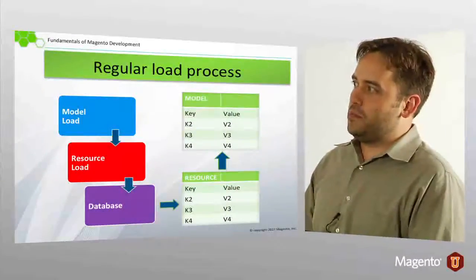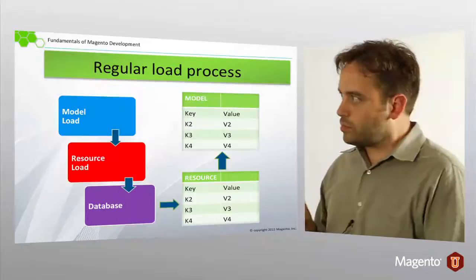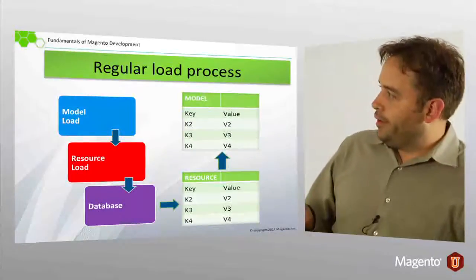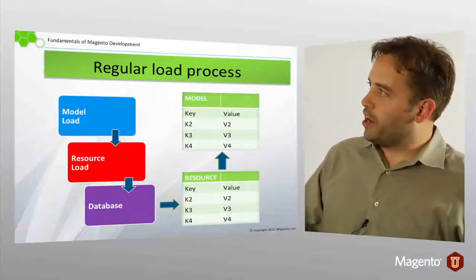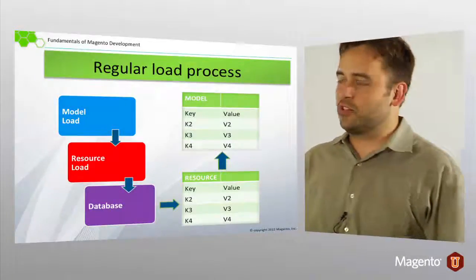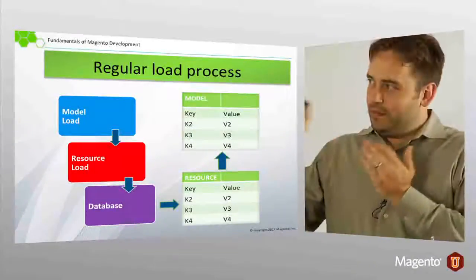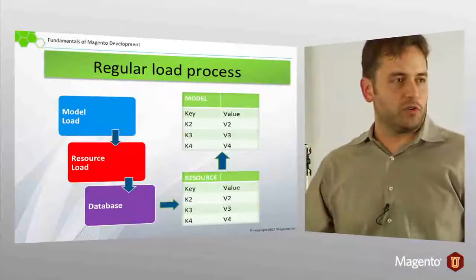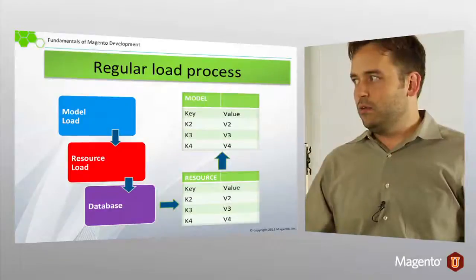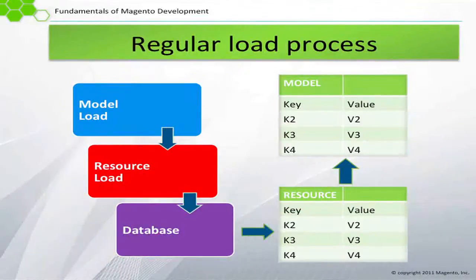So what does this then mean? With our regular load process, it's very simple. We start with our model, we call load. That calls resource model load. The resource goes to the database, gets these values, assigns them to an array, and assigns the array to the model.